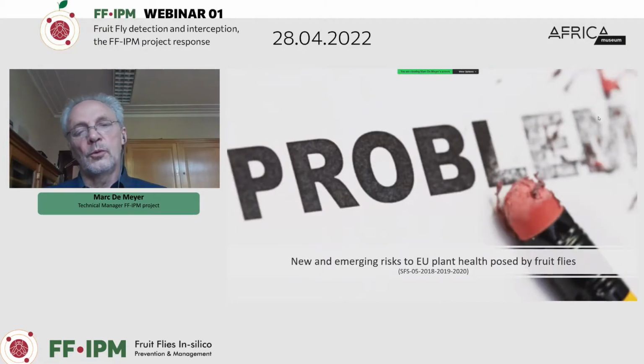The EU realized that there are new and emerging risks to the EU plant health posed by organisms in general. And for that, they organized a call within the Horizon 2020 program. And the consortium replied to that one and said that one of the major groups that are of importance in this framework are fruit flies. After an evaluation, the project was accepted by the EU to be run as a project.